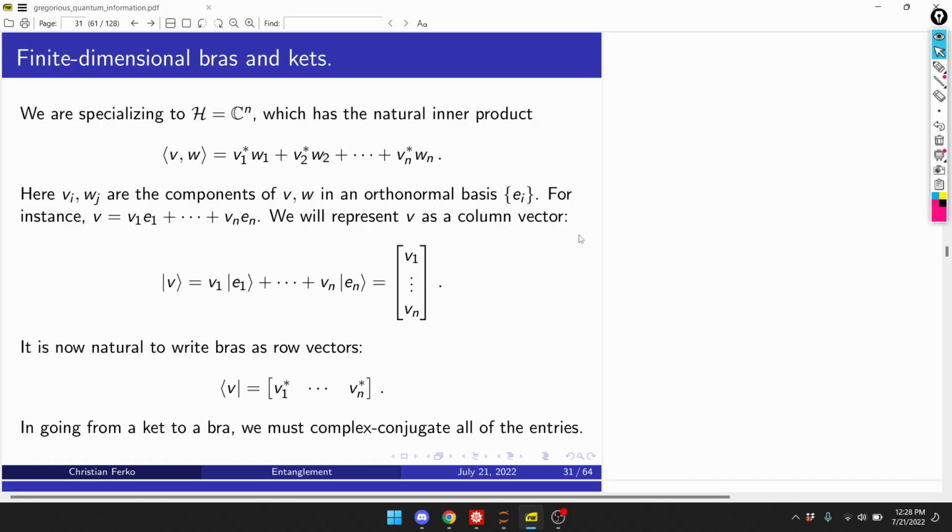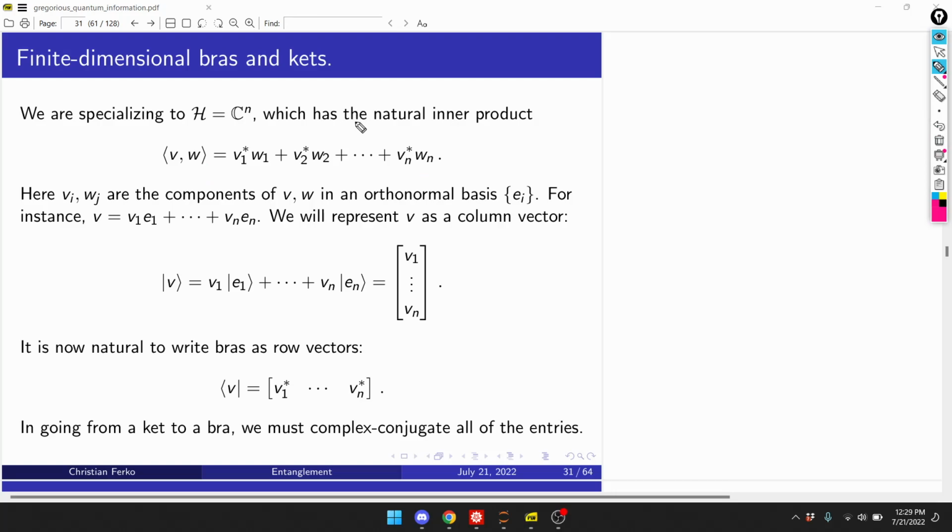Okay, so let me again be very explicit. We're specializing to C^n, a finite dimensional Hilbert space. And as we know, there's an inner product on C^n, which looks like this. This is the math way of writing it. The usual inner product between V and W is you just add up V star times W for each of the components of V and W in an orthonormal basis. To be very explicit, if V has the expansion V is the sum V1 E1 up to Vn En, then all you do is sum all of the complex conjugates of those V's times the corresponding coefficients in the expansion of W. That's an inner product.